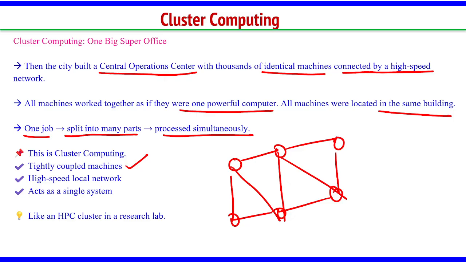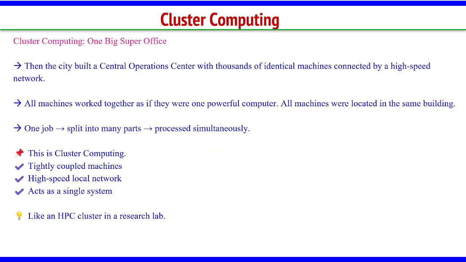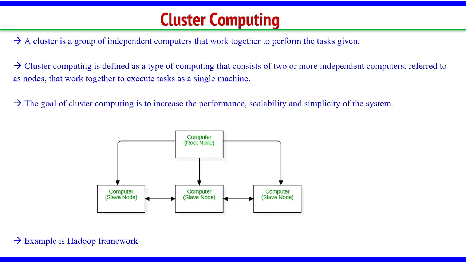Machines are tightly coupled to each other. They are dependent on each other, and they act as a single system, and a high speed local network is there between the systems. A simple example is an HPC cluster, high performance computing cluster. Since the configuration of one system cannot help me in solving a problem, we form a cluster. So in technical terms, a cluster is a group of independent computers that work together to perform a given task. The basic definition of distributed computing is the same as this.